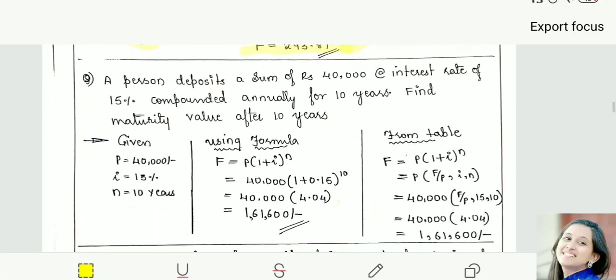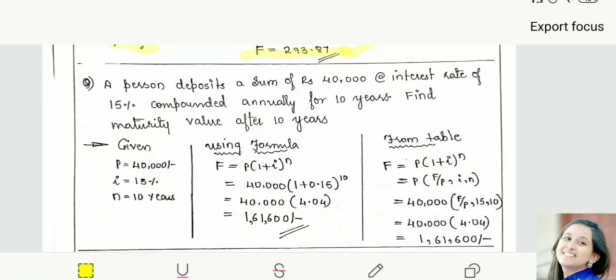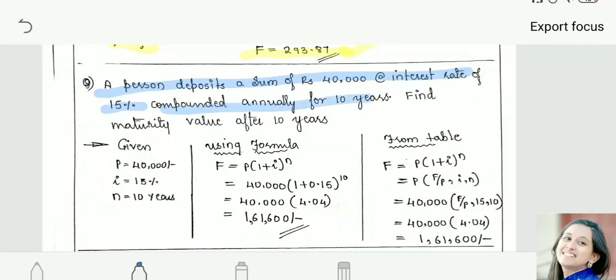In our second problem, now I'll explain how to use the compound interest table. Just check the numerical here. A person deposits a sum of rupees 40,000 at a rate of interest of 15% compounded annually for 10 years. Find the maturity value after 10 years. So what is given? A person deposits 40,000 rupees today, that means it is your present worth. Rate of interest is given as 15%. n is given as 10 years.